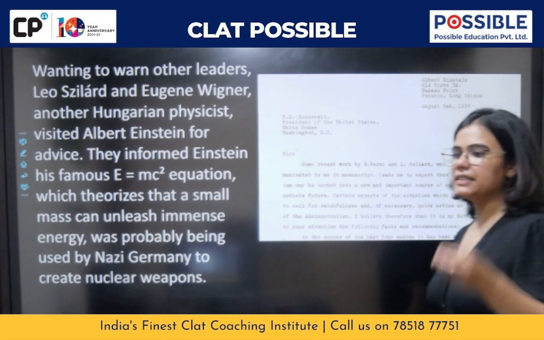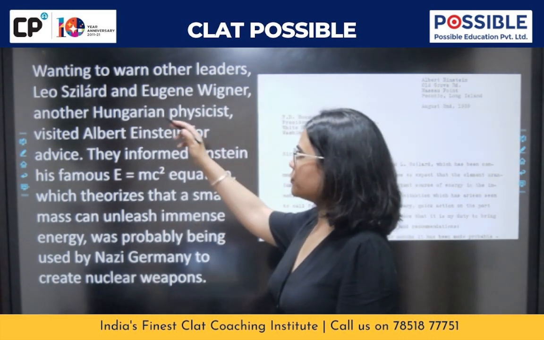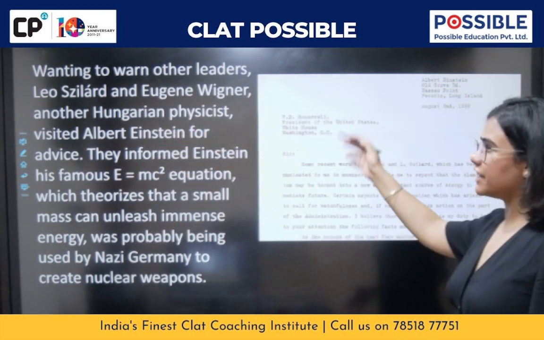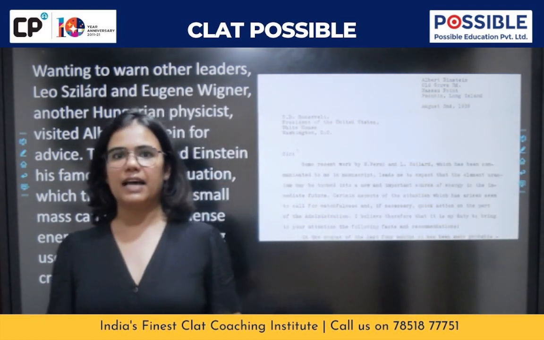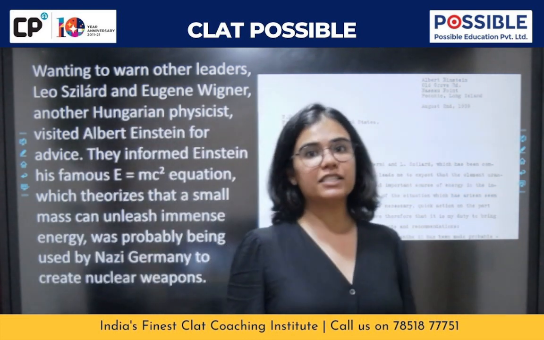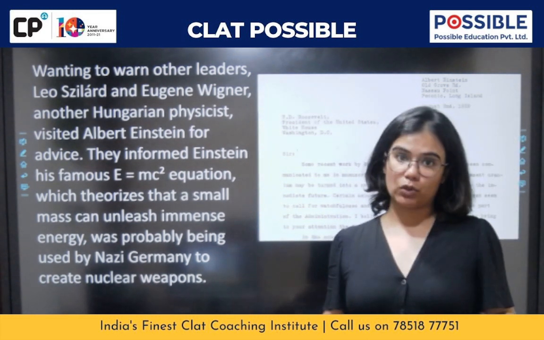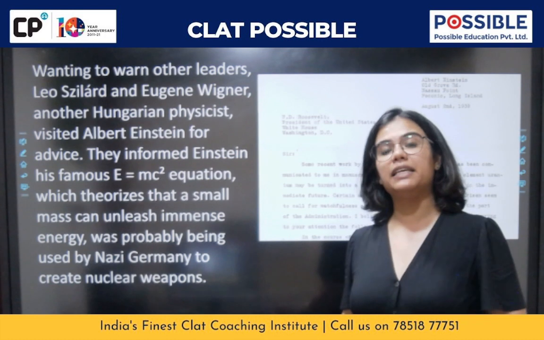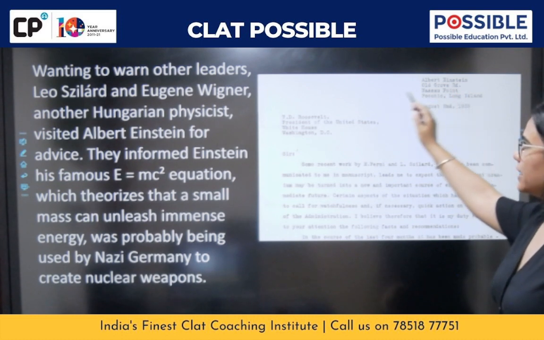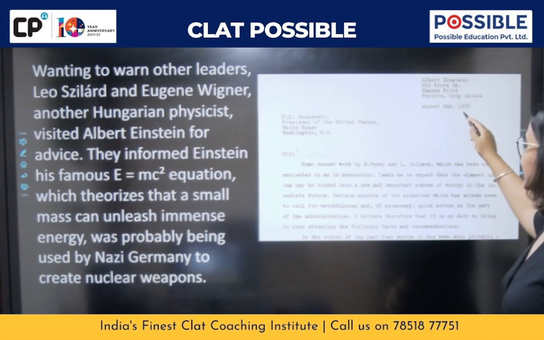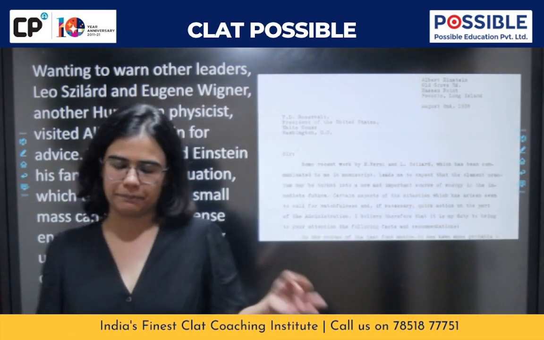Keeping that in mind, there were three physicists who went to Albert Einstein. We've just spoken about Leo Szilard, Eugene Wigner, and another Hungarian physicist. They all went to Albert Einstein and informed him that his very, very famous formula, E equals mc squared, could be utilized to make nuclear weapons, and possibly Nazi Germany was trying to do that. In fact, this famous letter was written by Albert Einstein to the then President Roosevelt in 1939, informing him that this could be misused by Germany.